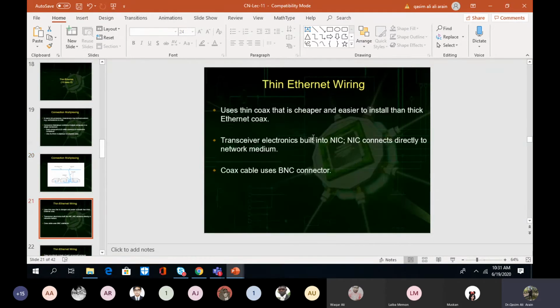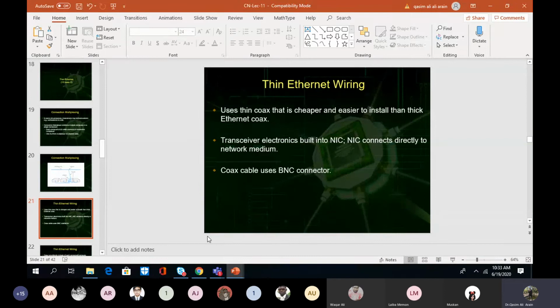Then we might have the thin Ethernet wiring. ठीक है, thick Ethernet was clear to you. उसकी दो situations हमने देख ली. अब thin Ethernet wiring is something like use thin coaxial that is cheaper and easier to install than thick Ethernet coaxial. अब देखें, thick Ethernet में आपके पास coaxial cable है that is a bit harder and a bit larger, right? It is used in the thick Ethernet cable. Thin Ethernet के अंदर it is a bit cheaper and easier to install rather than thick Ethernet coaxial cable. Transceiver electronics built into the NIC. NIC connects directly to network medium.